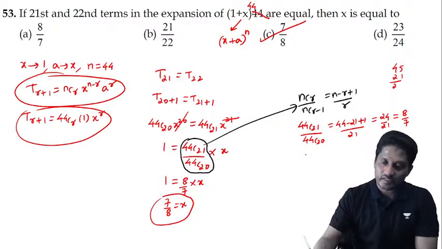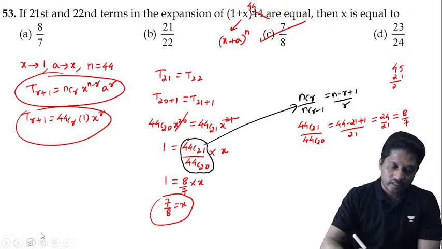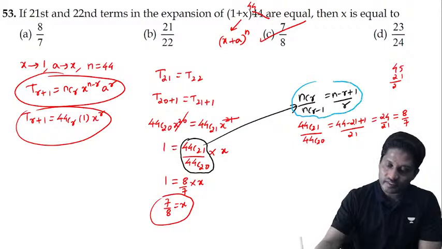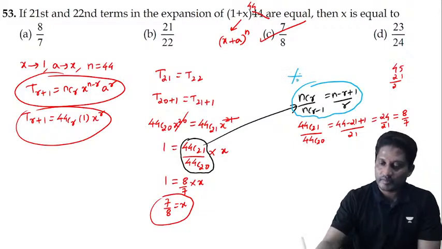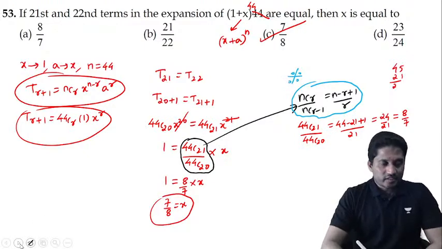Alright, so remember this result guys, otherwise again it will be complicated to calculate this. nCr by nC(r-1) is (n minus r plus 1) by r. Remember this result. Let's move to the next question.